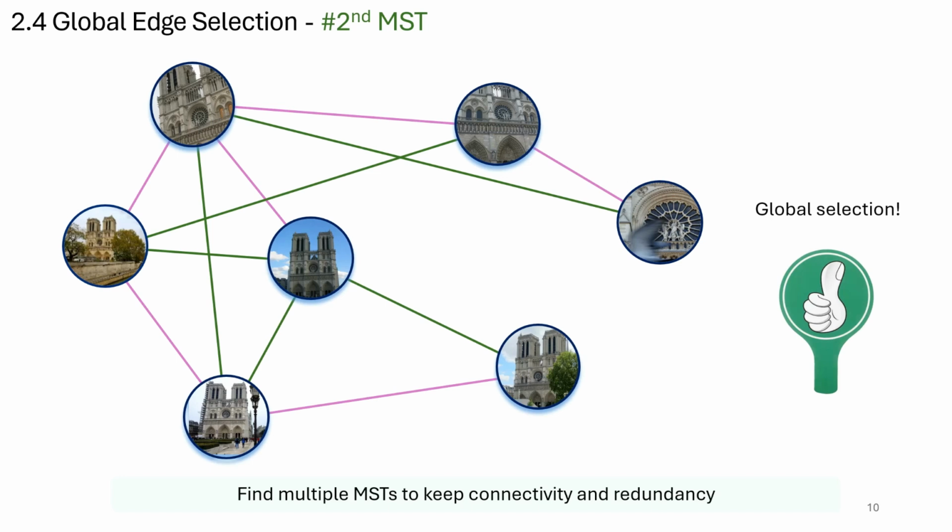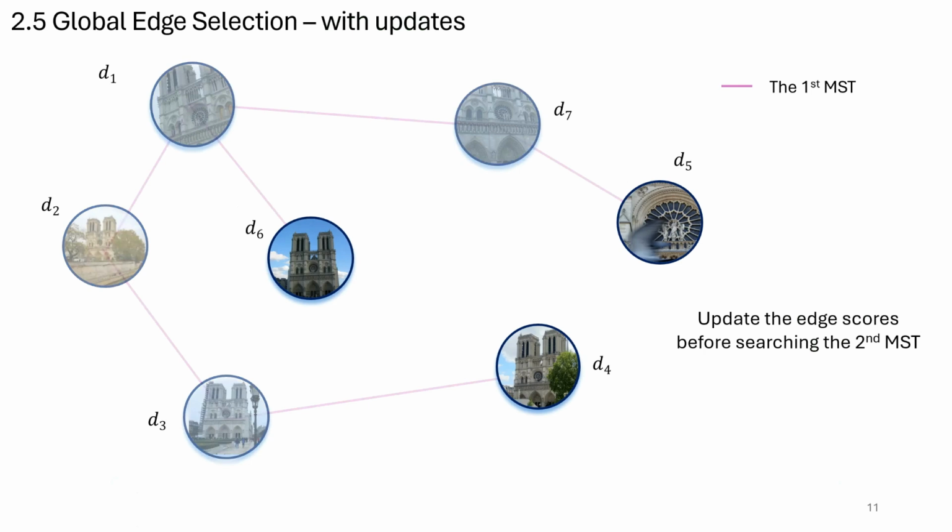And then in the end, when constructing the minimal spanning trees, we found there are weakly connected nodes. So we propose an updated version of the global edge selection algorithm. Given the first minimal spanning tree, we could clearly see which images are weakly connected. For example, from image 4 to 6, there is a long path with a length of 4 edges, which means the pose errors might be accumulated in this way.